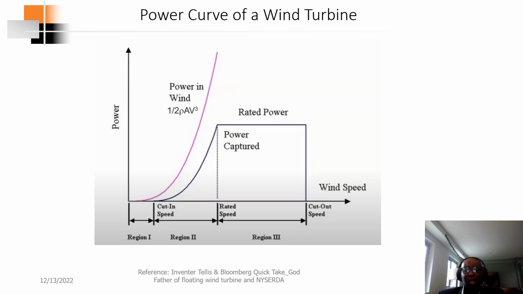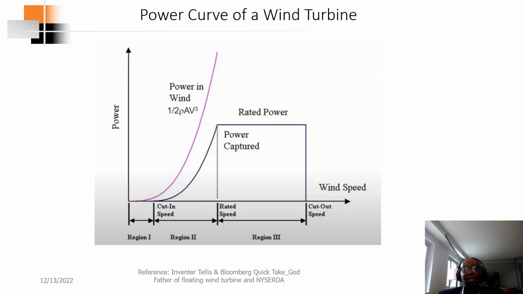And there's something called the cutoff speed. So what does cutoff speed mean? Let's say you have a wind gust, excessive wind speed, above, let's say, 20 meters per second. The cut-in speed can be about 4 meters per second, the rated wind speed can be about 11 to 12 meters per second, and the cutoff can be about 20 meters per second.